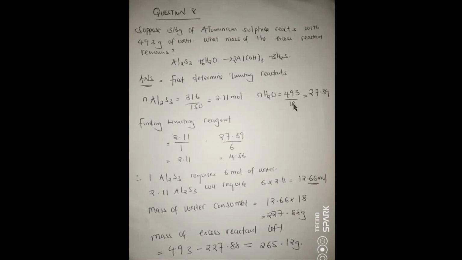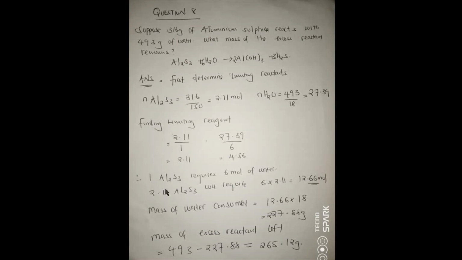For water, the grams was given. The relative molecular mass is 18. You find these moles. And then divide the stoichiometric coefficients into the number of moles. So for aluminium sulfide, it's 1 here, as you can see. So you divide this into 1, gives you the same value. For water, it's 6. So you divide the stoichiometric coefficient of water into this, it will give you 4.56. So you compare between 4.56 and 2.11. 4.56 is greater, meaning that aluminium sulfide is the limiting reactant.